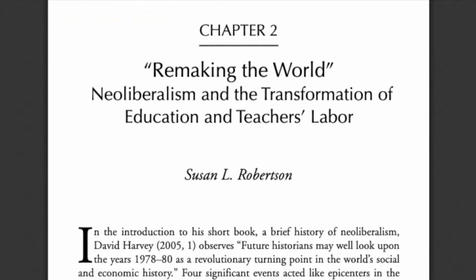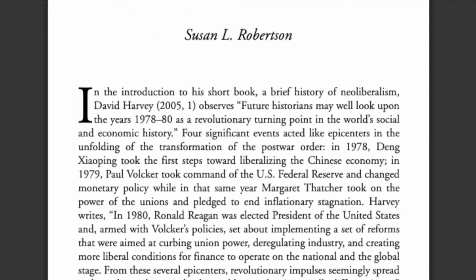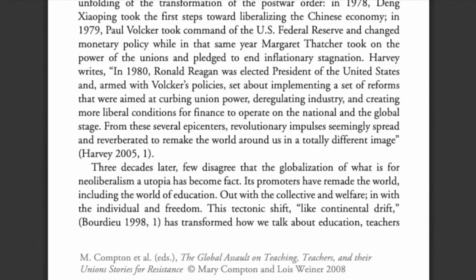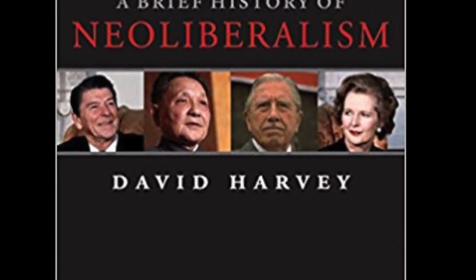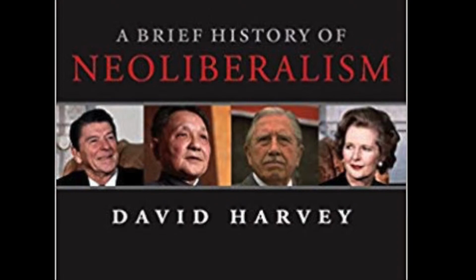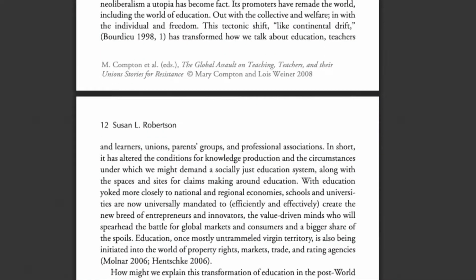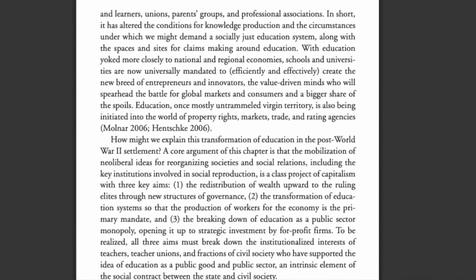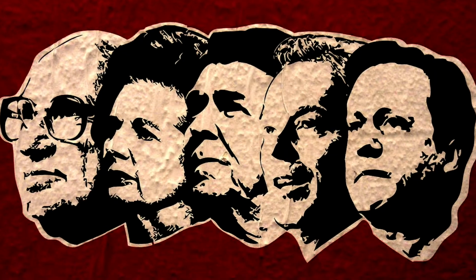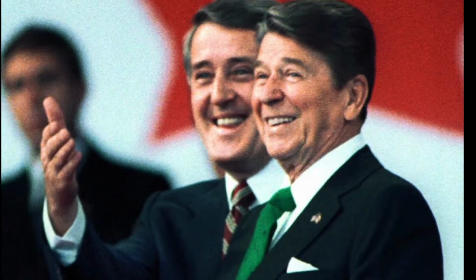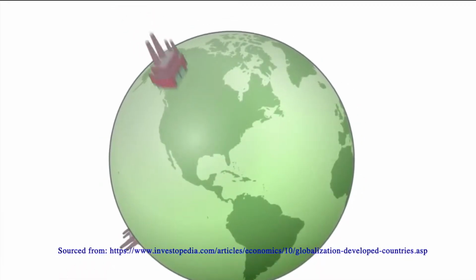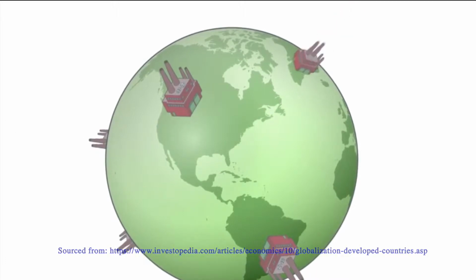In Susan Robertson's Remaking the World, Neoliberalism and the Transformation of Education and Teacher Labor, the author borrows from David Harvey's work on the history of neoliberalism and argues that neoliberalism had a specific turning point in social economics in the world economy. Robertson makes the analogy that this relationship could be seen as a marriage between economic liberalism and social democracy. While Harvey and Robertson agree that during the 1980s, world leaders promoted an absolute free market within the world economy, in theory, this meant that goods and services could be traded around the globe with reduced tariffs to benefit economic growth on a global level.